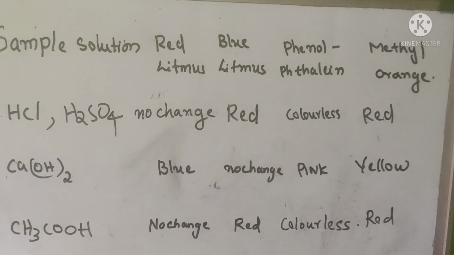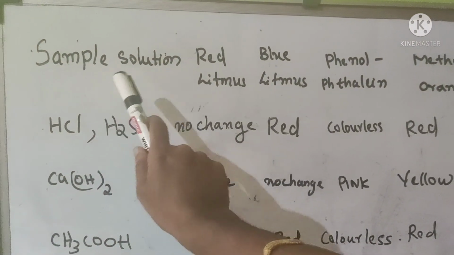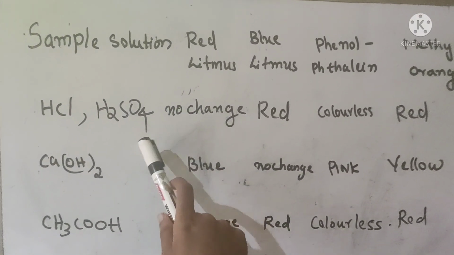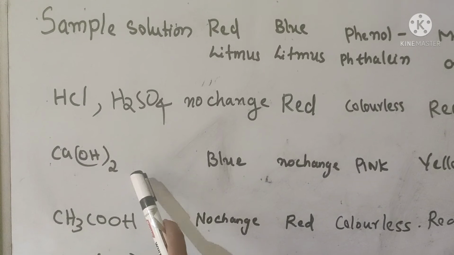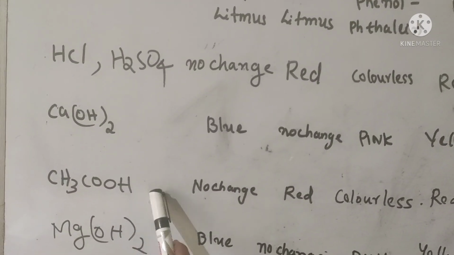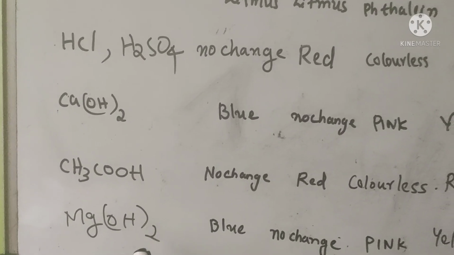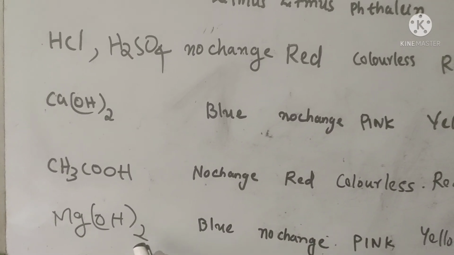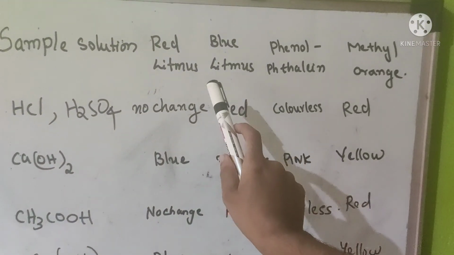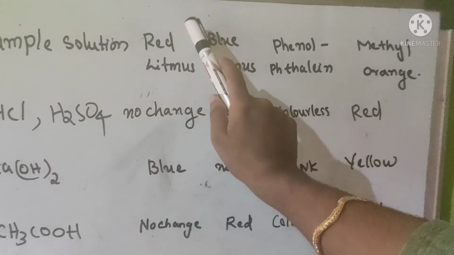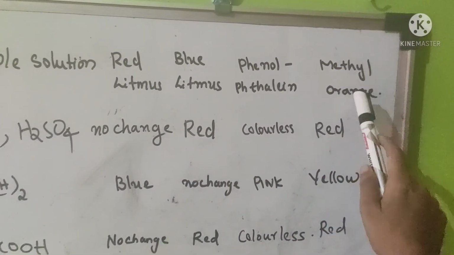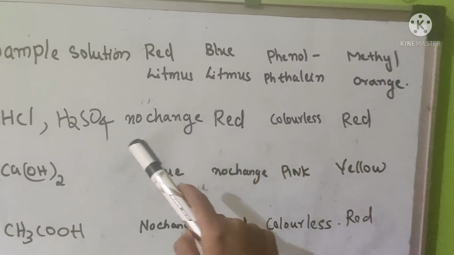Let us do an example. Some sample solutions are given. HCl, H2SO4. These are acids. Calcium hydroxide. This is a base. CH3COOH, acetic acid. Magnesium hydroxide. It is a base. And you have to find out the color change if we use red litmus, blue litmus, phenolphthalein or methyl orange as indicators.